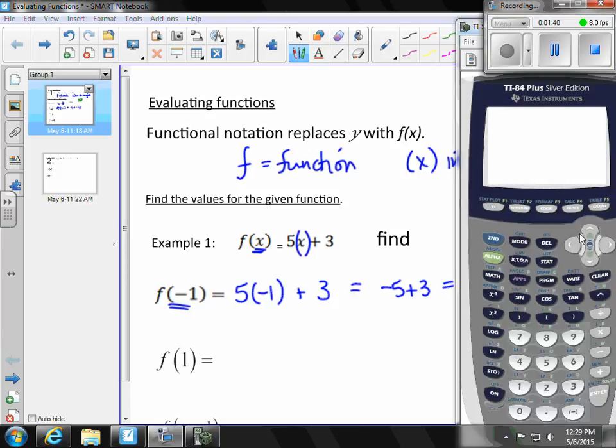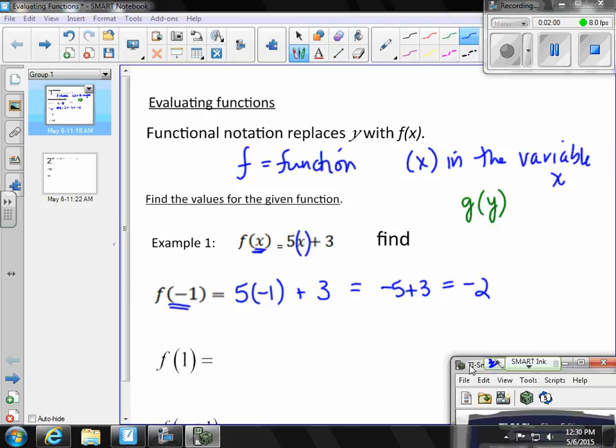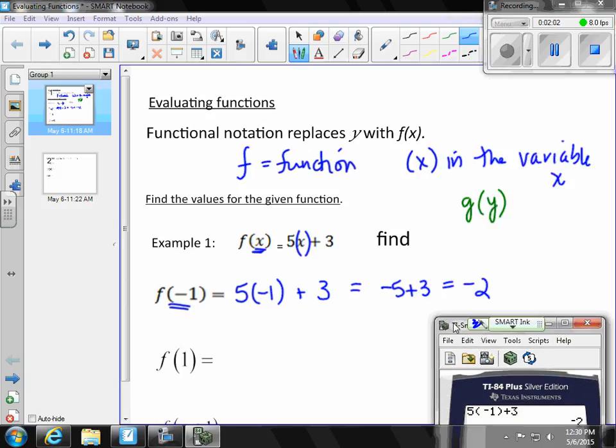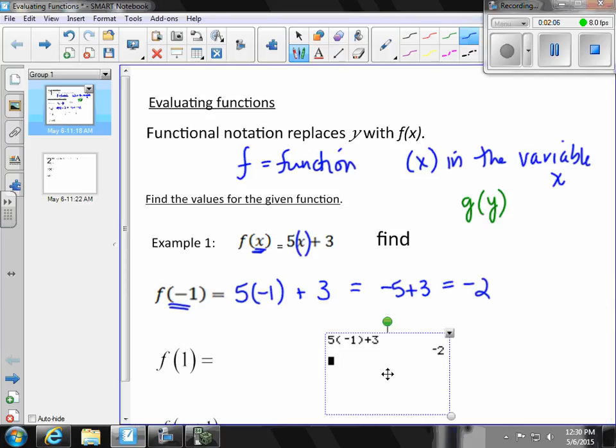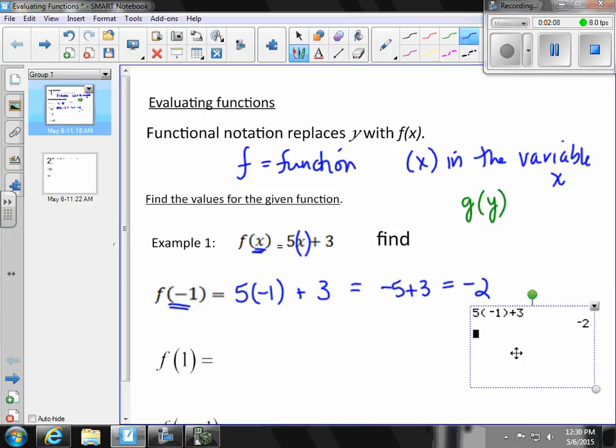Now I can do these calculations on my calculator as well. I just want to make sure I'm always wrapping my variable in parentheses. So when I substitute negative 1 in, I'm going to have 5 parentheses, negative 1 parentheses plus 3, and my calculator tells me that I do get negative 2. So it's possible to do these both by hand and on the calculator. And there's what that one looks like on the calculator.